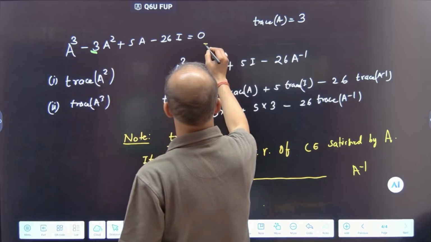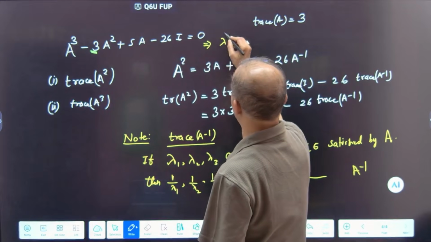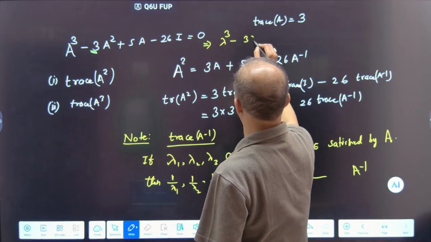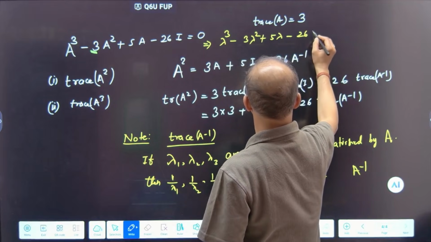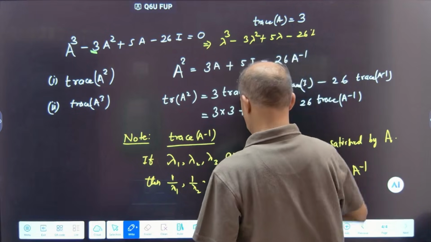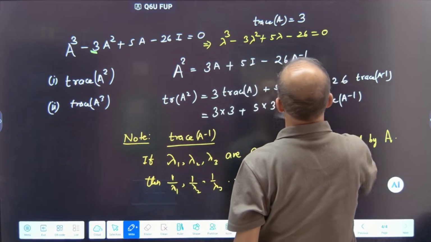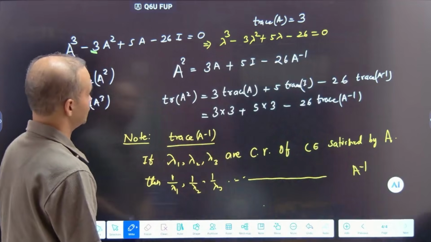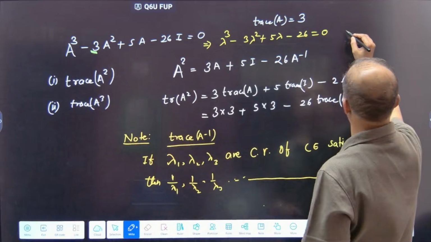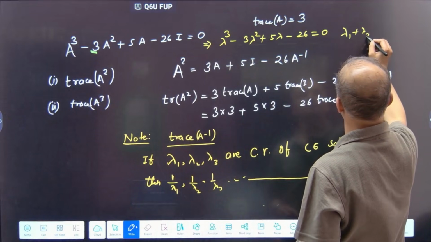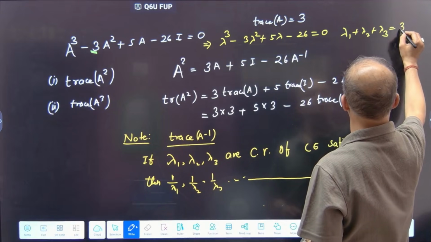From there we can of course form the characteristic equation. How do we form it? This implies lambda cube minus 3 lambda square plus 5 lambda minus 26 is equal to 0. Now this is our characteristic equation. We know that the sum of roots we can find from here. So don't we find lambda 1 plus lambda 2 plus lambda 3? We can find it out. That is going to be 3.